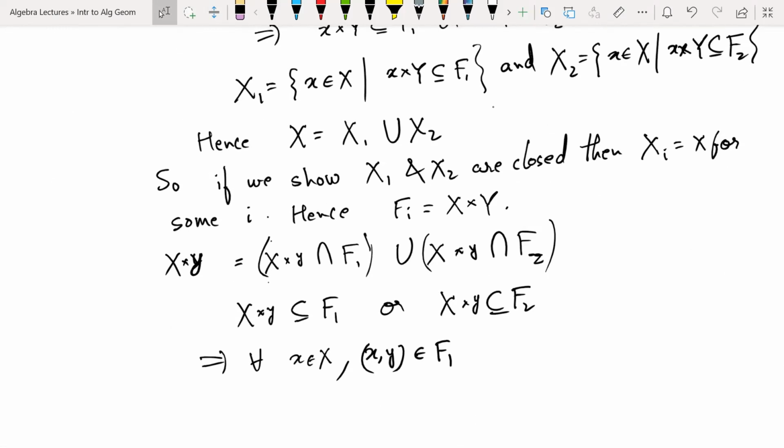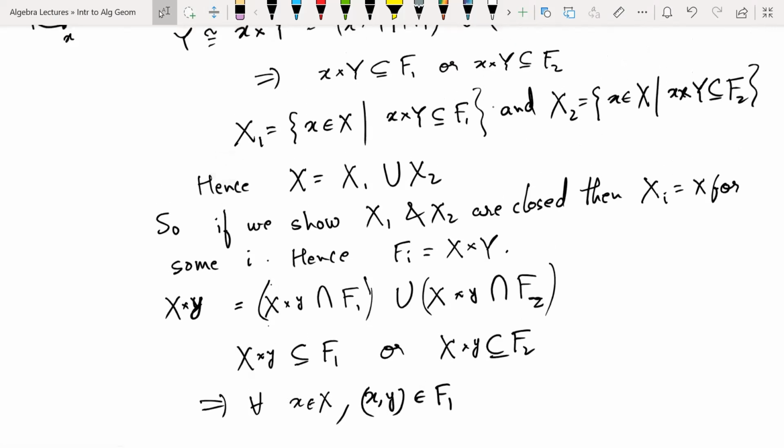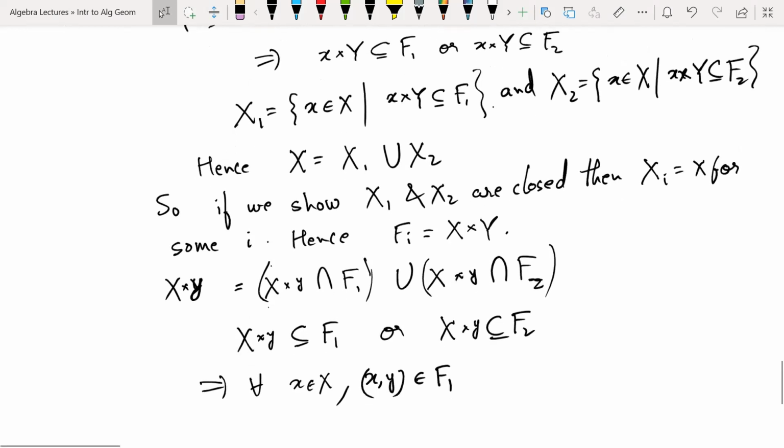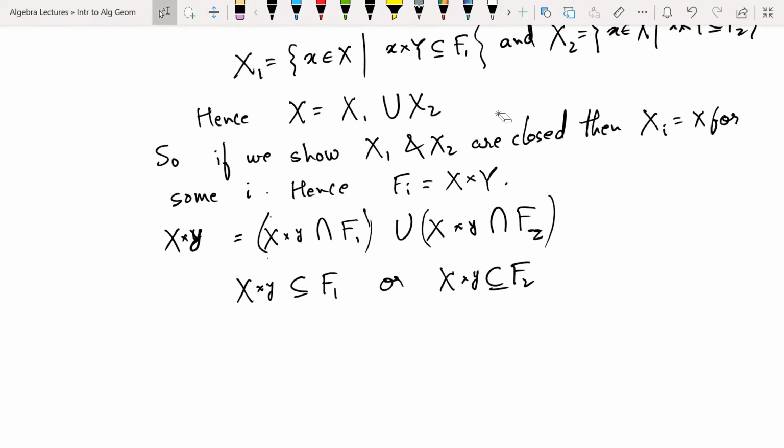So we want to show X1 is closed, but maybe we can use some sort of... This is something missing. So maybe this is not what we should do.